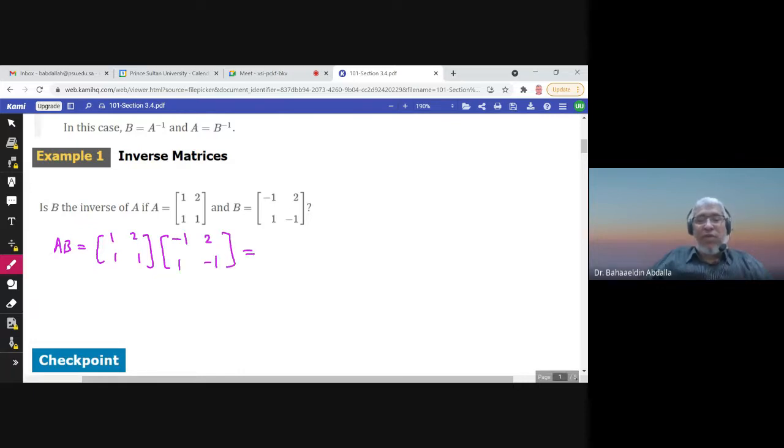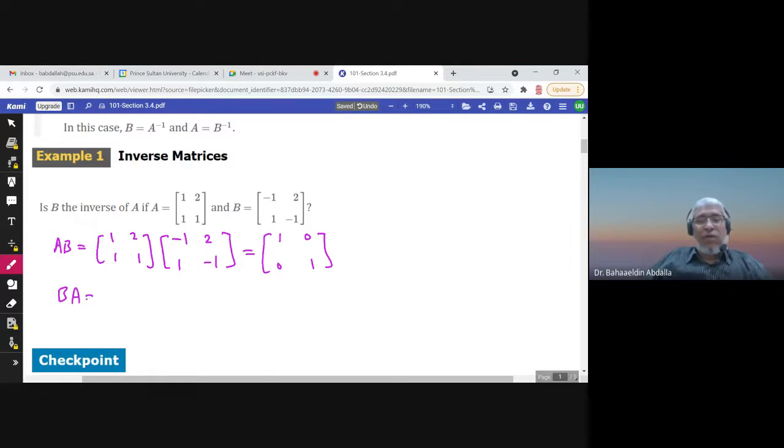So this is A times B. Remember how to multiply. 1 times negative 1, negative 1 plus 2, negative 1 plus 2 is 1. 1 times 2 plus 2 minus negative 1 is 0. 1 times negative 1 plus 1 is 0. 1 times 2 minus 1 is 1. So A times B gives the identity.